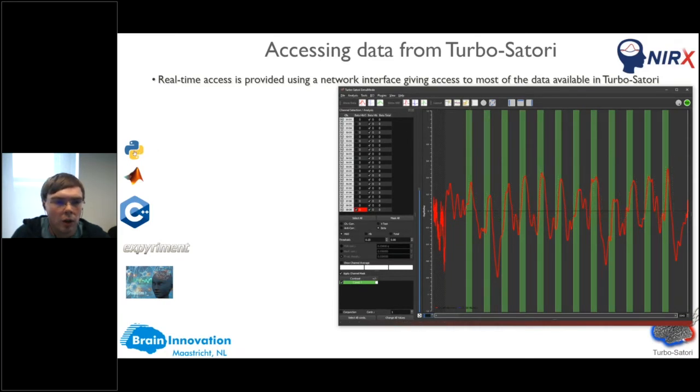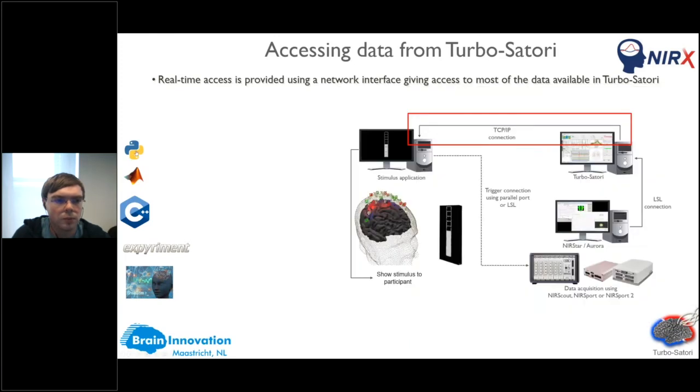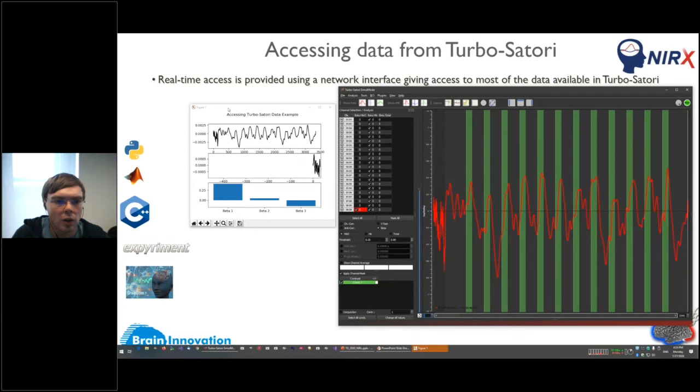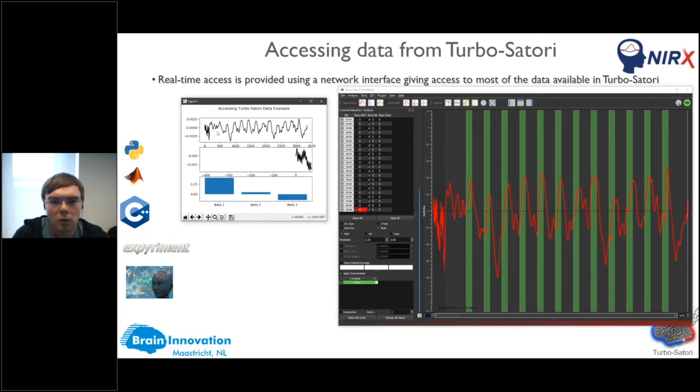Now we run, for example, a Python script. And as you can see, the data was extracted immediately from Turbo-Satori. As an example, you can also show the data coming in real time, so not just grabbing the whole data set, but really getting each frame individually. Here I show you the statistics, so you can also grab the beta values if you want, and these are basically the same as in Turbo-Satori.